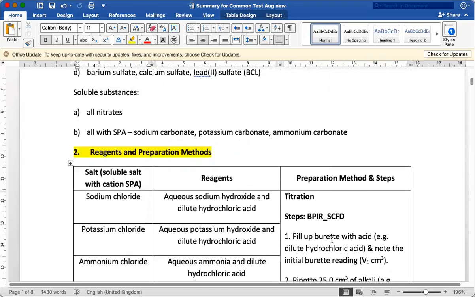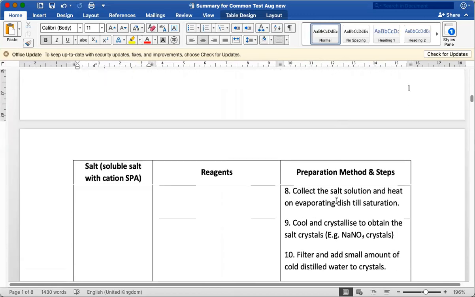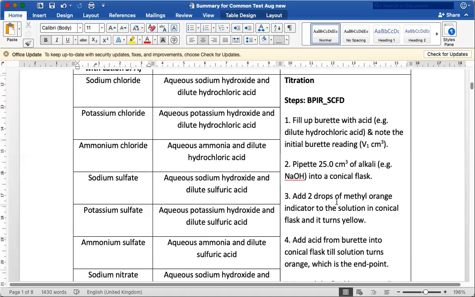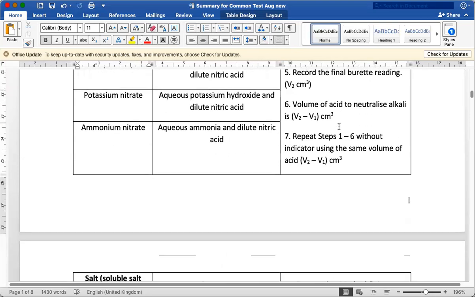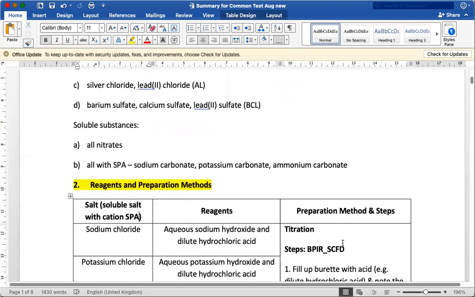Then after that is I, leave a space. We go on to heat the salt solution till saturation, which is represented by S. S means saturation. I use S because the word saturation is very important. Without the word saturation, you won't get the marks. You need to mention to heat till a saturated solution is formed. And then you put C. C stands for cool and crystallize to get the crystals. And then F, filter.